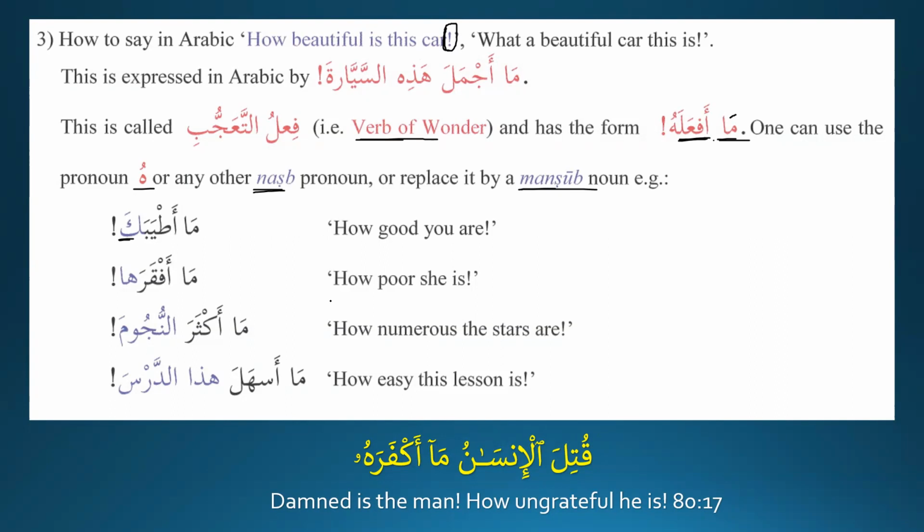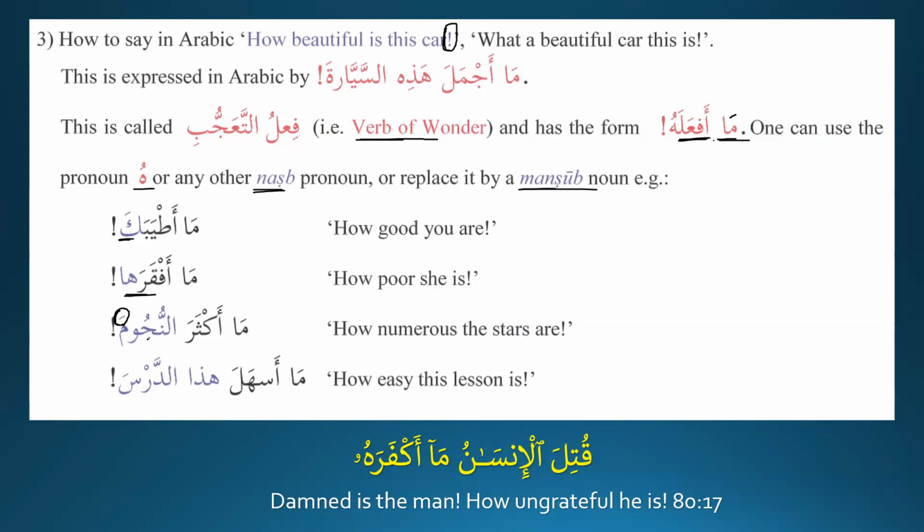Similarly, you say how poor she is, so we will say ma afqaraha, how poor she is. And similarly, you say how numerous the stars are, ma aktharan nujuma. So now we can see that after this, the noun will be mansoob. We are discussing about what? Mansoobat.